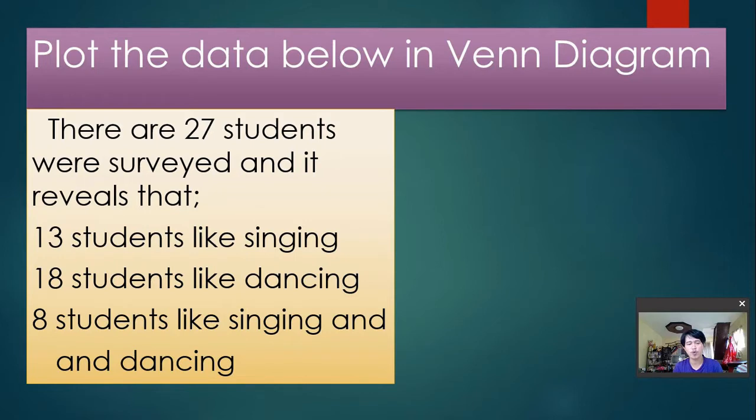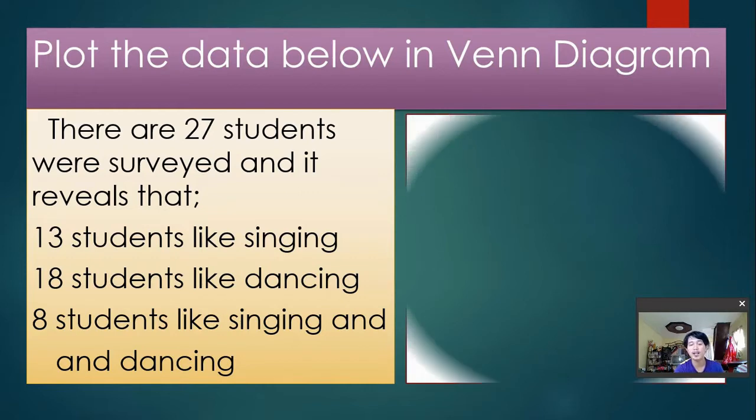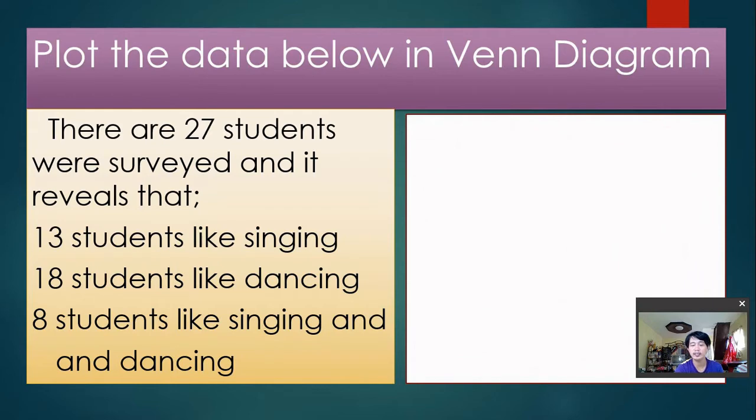So this problem is confusing for beginners. 8 students like singing and dancing. How are you going to make a Venn diagram out of this data? Here is the technique. You will start at the bottom. But first, to make a Venn diagram, you need to have a rectangle, or a quadrilateral, and put the universal set there.